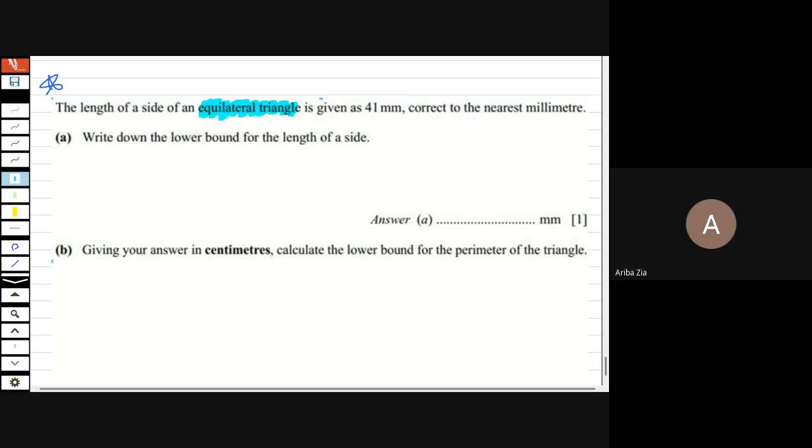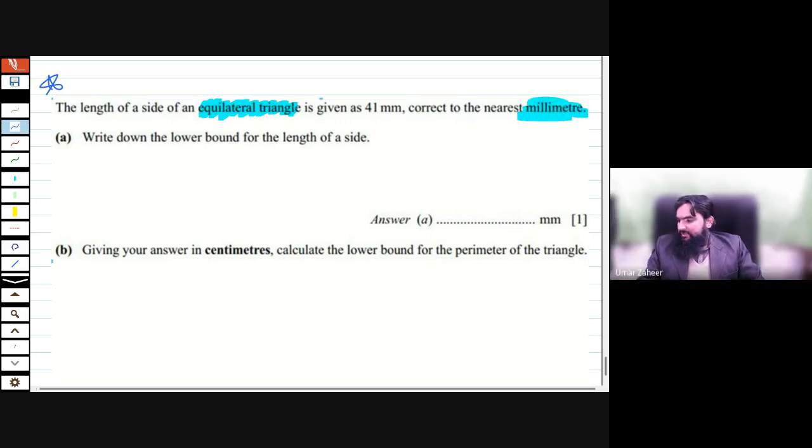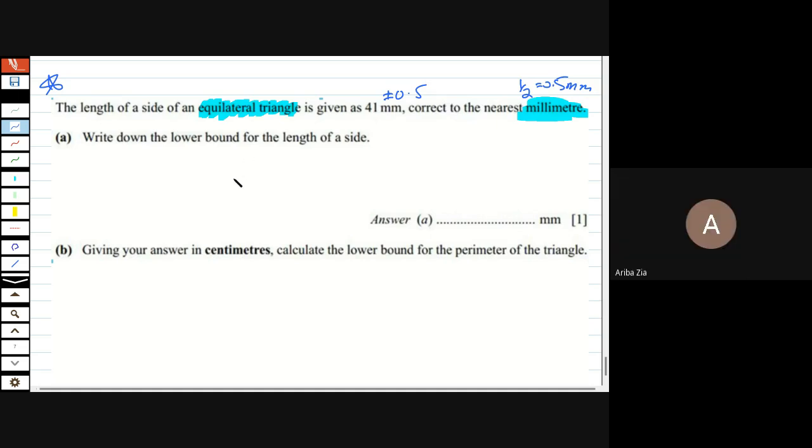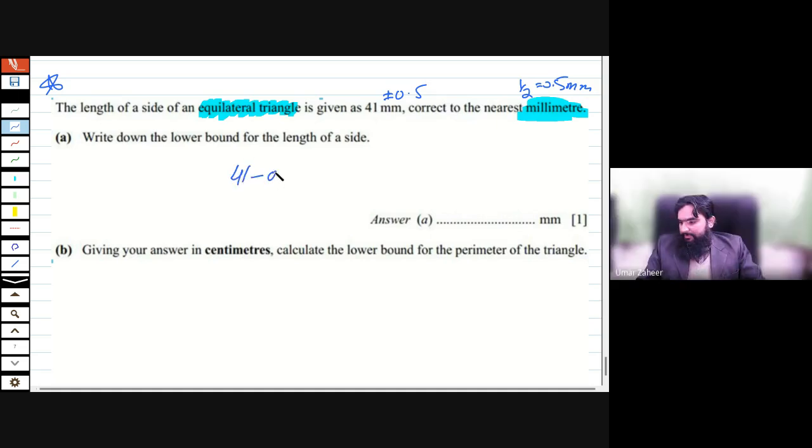Length of the side of an equilateral triangle is given as 41 millimeters, to the nearest millimeter. Write down the lower bound. Nearest millimeter means 1 millimeter, so 1 divided by 2 will be 0.5 millimeter, same unit, plus minus 0.5. Write down the lower bound for the length of a side. What is the lower bound? 41 minus 0.5, so it will be 40.5.